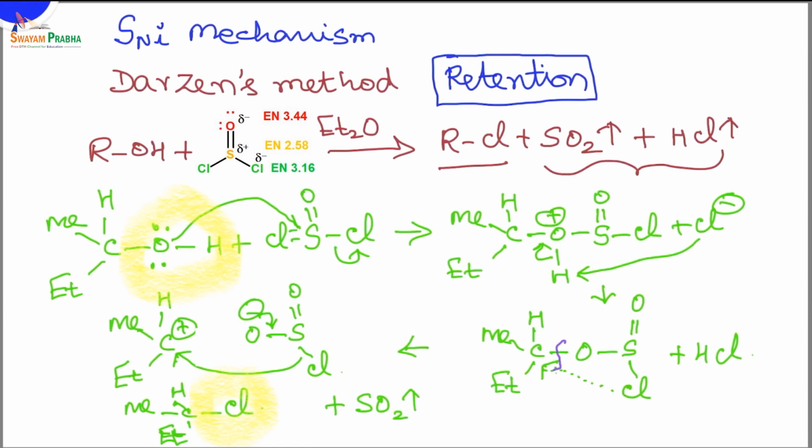So this is one method by which we can explain how the retention of configuration happens through the SNi mechanism. Even though we have a carbocation intermediate formed in this particular reaction, this carbocation leads to retention because it is an internal attack. The chlorine attacks internally, so that's why we get a retention of configuration.